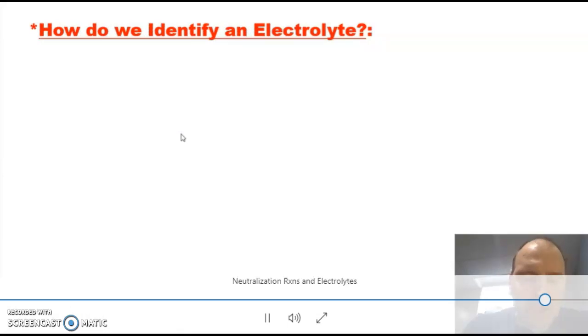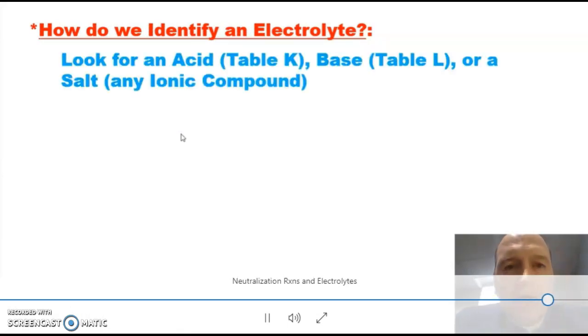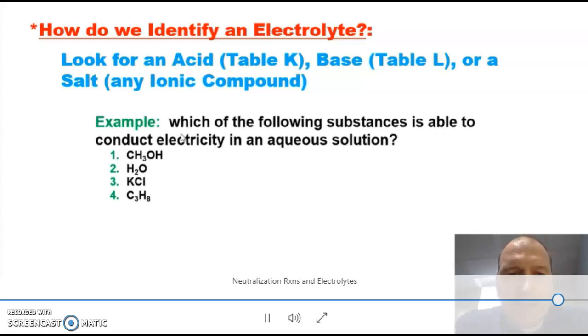So here's a common question. How to identify an electrolyte? Well, look for an acid, base, or salt. That's the key. If you have any one of those 3, you have an electrolyte. So here's an example question. Which of the following substances is able to conduct electricity in an aqueous solution? So you look over those answers carefully. There's one in there that's a little tricky. We'll talk about it here at the end.